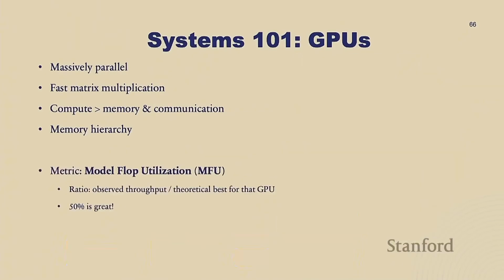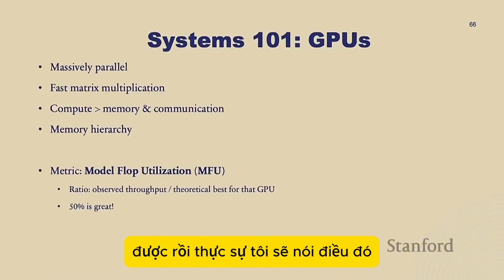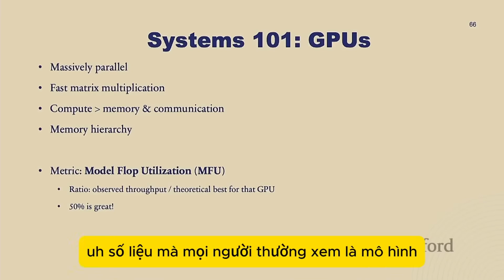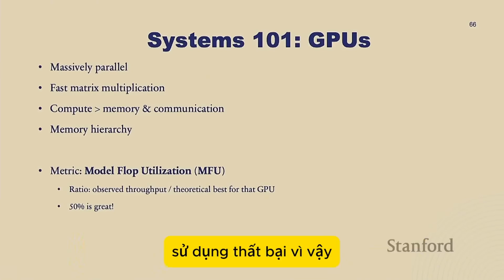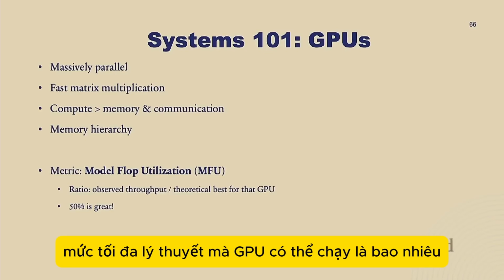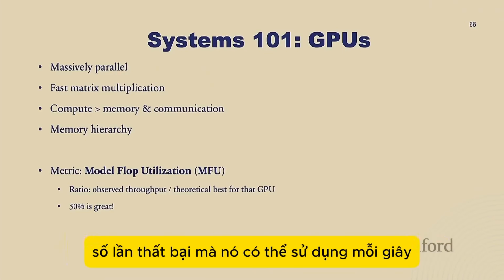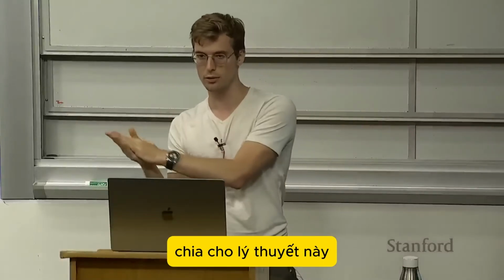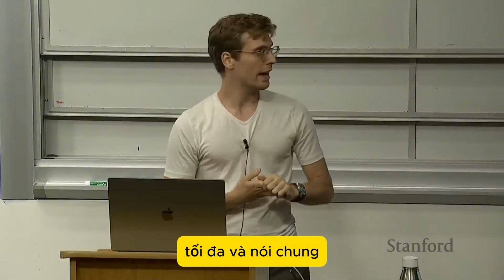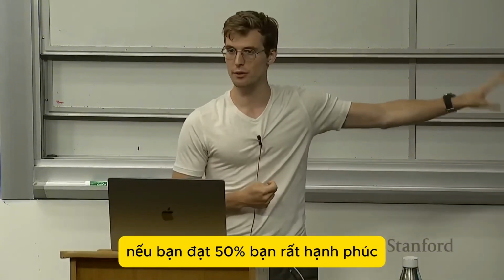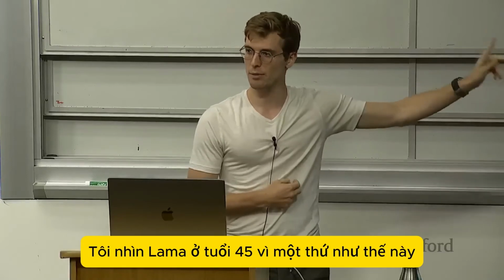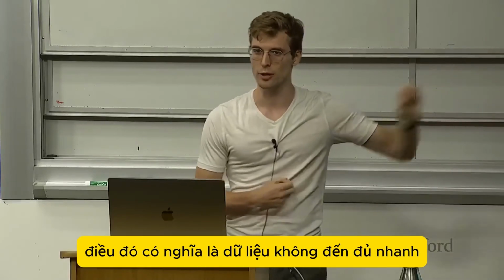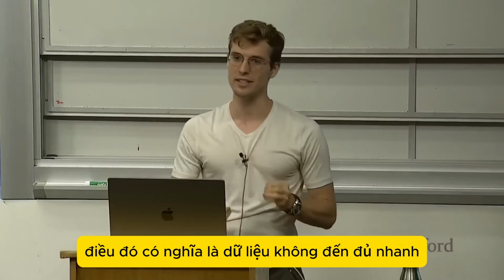Okay, I'm going to skip that. Actually, I'm going to say it. I told you about the fact of communication. The metric that people usually look at is model flop utilization. So what is the theoretical maximum that a GPU could run at, the number of flops that it could use per second? The observed throughput is divided by this theoretical maximum. And in general, if you reach 50%, you're very happy. Facebook, I looked at Llama, was at 45 or something like this. So that means that data doesn't come fast enough, even for these big companies.